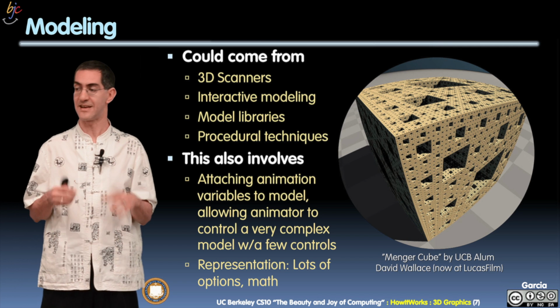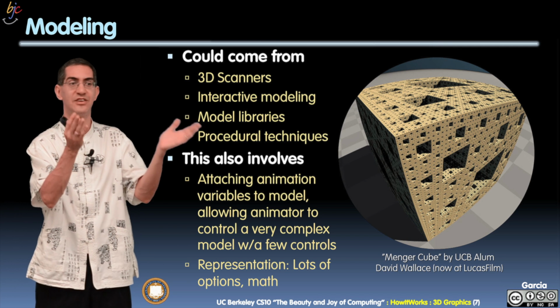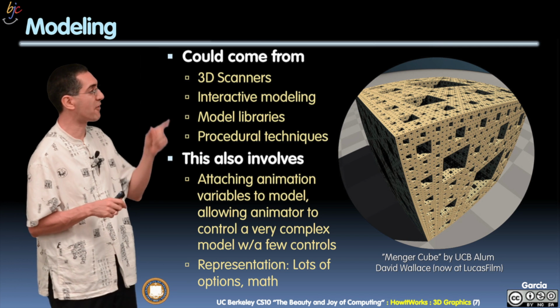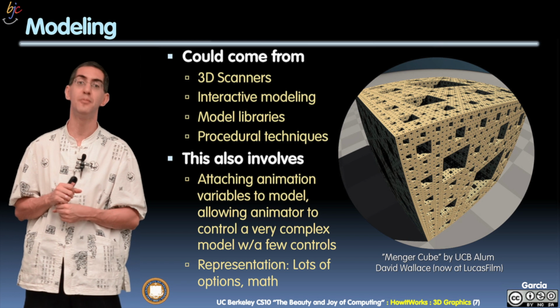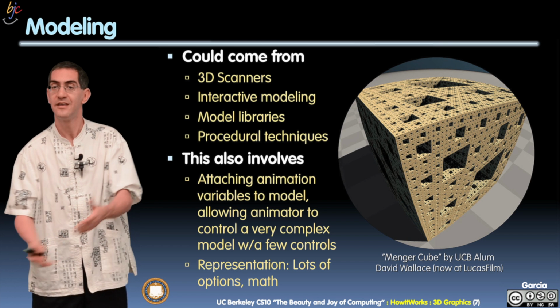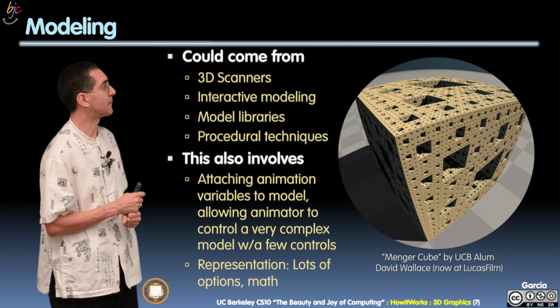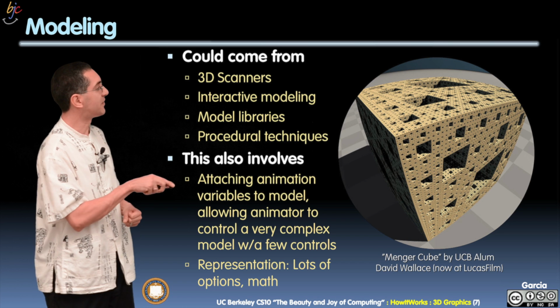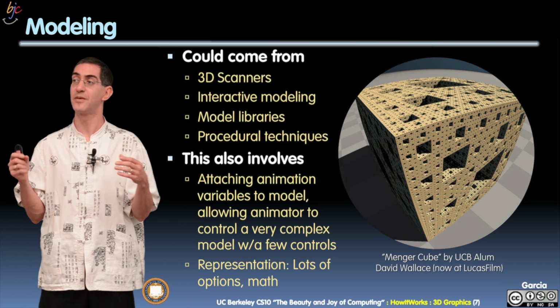Also procedural techniques, where you write a program to generate geometry. And that's really rich and really powerful. And that image you see of the Menger cube is actually that case of procedural geometry. People wrote code to generate that beautiful cube. Isn't that amazing? This also involves, and this is part of modeling, something called rigging.